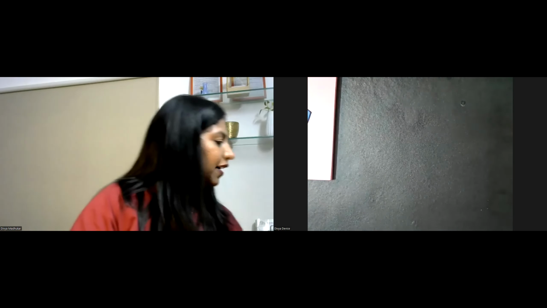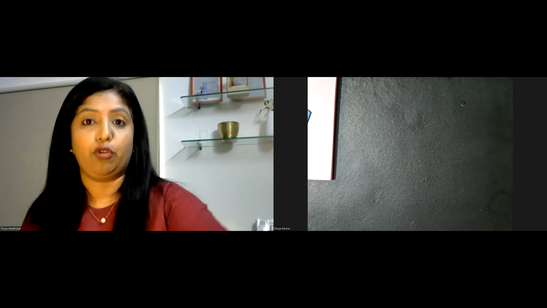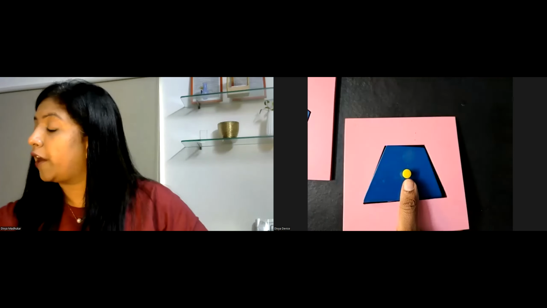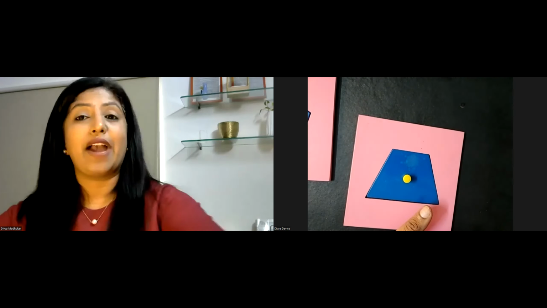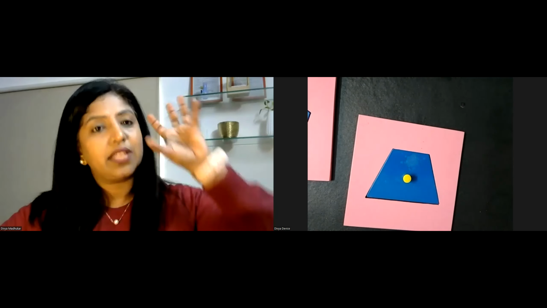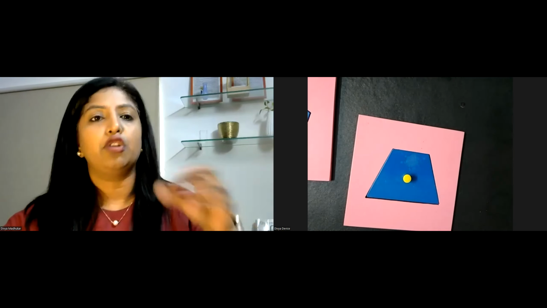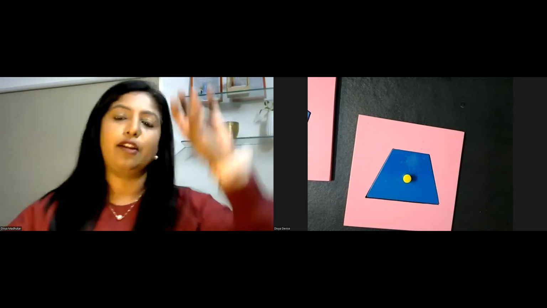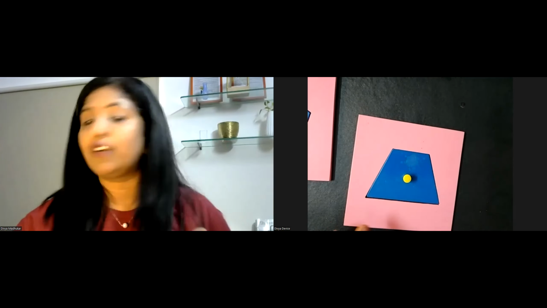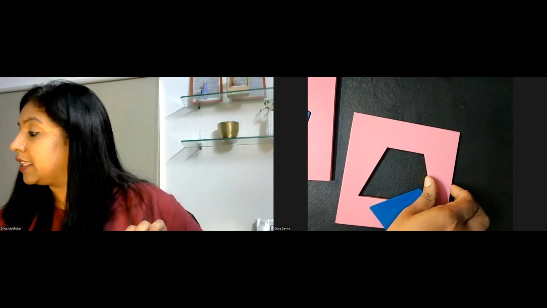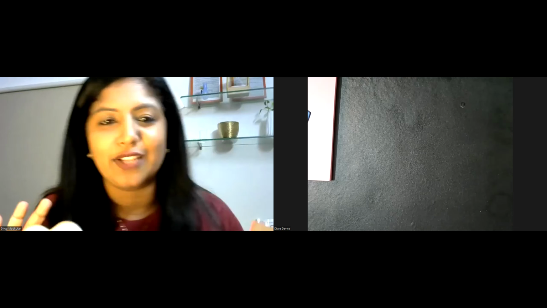Whatever is there in my metal insets is only what I'm giving you. Don't write your own shapes. You should write only that. Then I have a trapezoid. So you have to write only what I'm giving. Now this set will have only these materials. So if you forget, look at the material, look at the names of it, and then write. Then the last one, parallelogram. Hexagon, ma'am? No, parallelogram. Those things are not there.